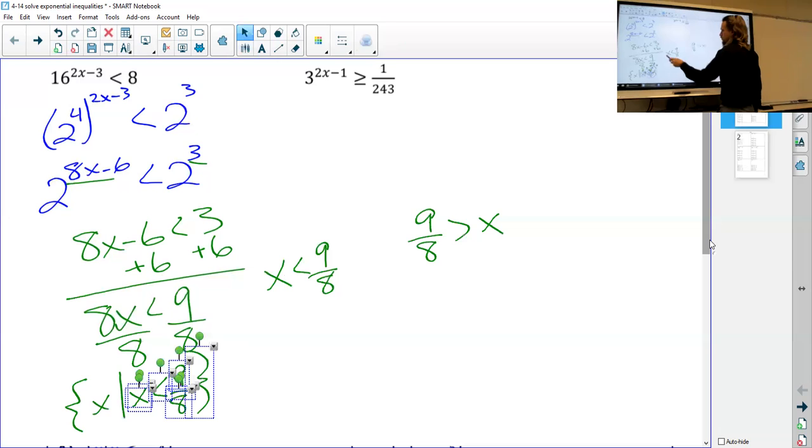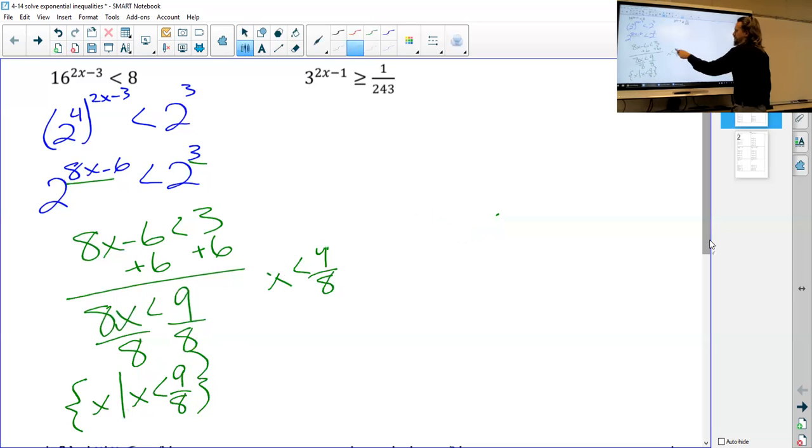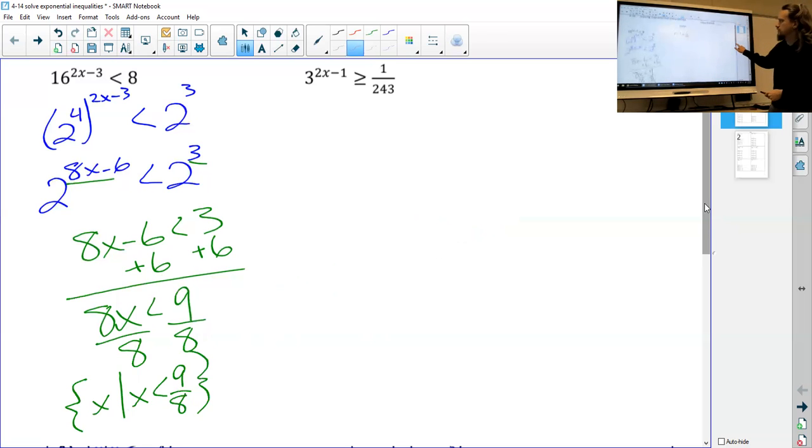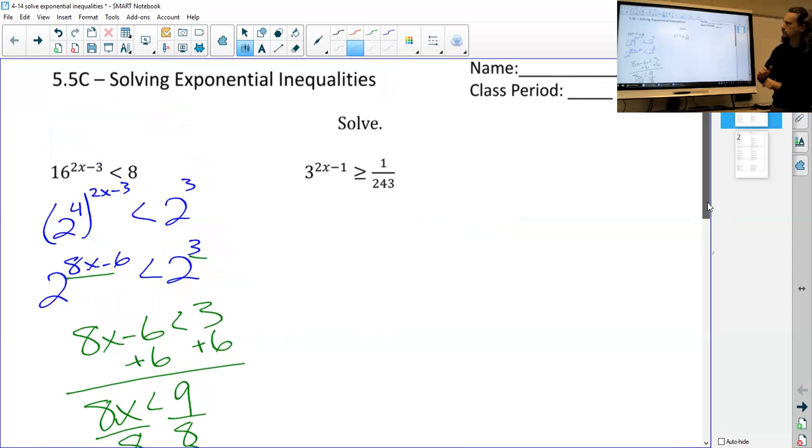Okay, cool. All right, let's try another one, just to remind us how we do questions with fractions. So we've got 3 to the 2x minus 1 greater than or equal to 1/243. So I see 3 as a base, and I see 243. I don't know what 243 is, but I'm going to assume my base is going to be 3. Good critical math skills.